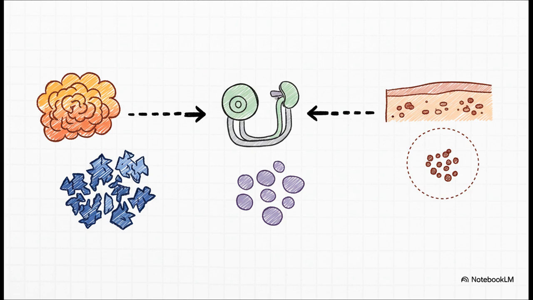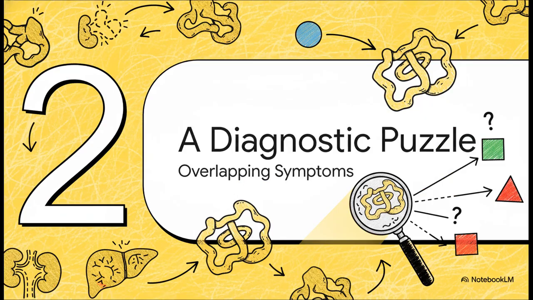But what if the clues start pointing to more than one troublemaker at the same time? And this is where things get really interesting. And honestly, really challenging for doctors. It's a true diagnostic puzzle. What happens when different types of amyloidosis decide to show up in the exact same patient?